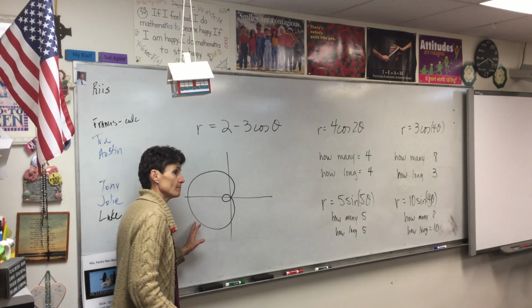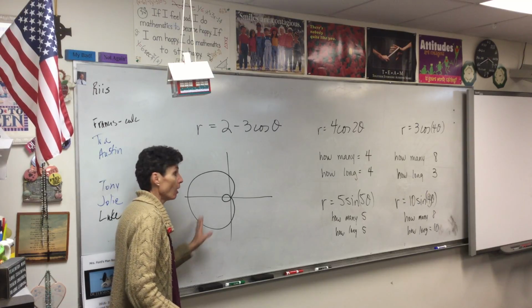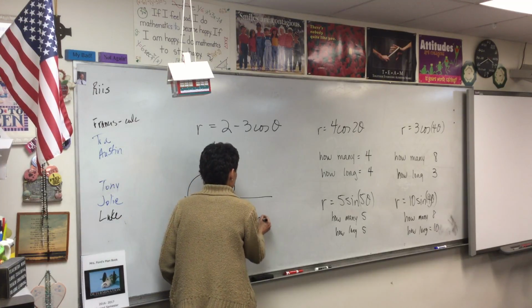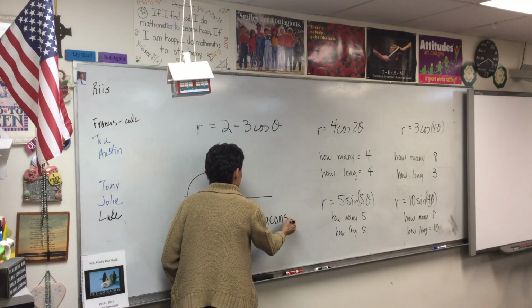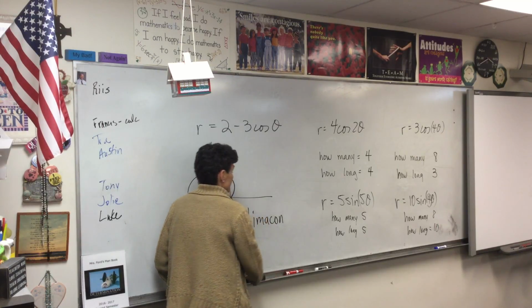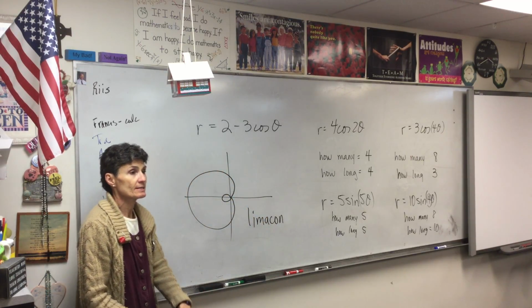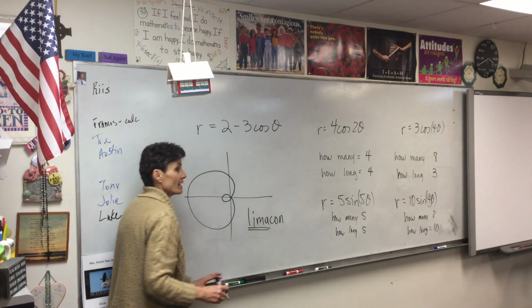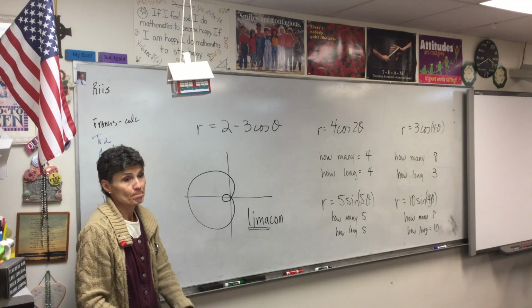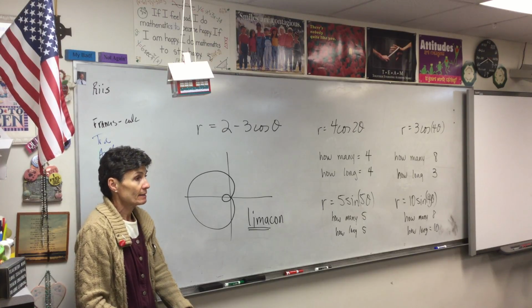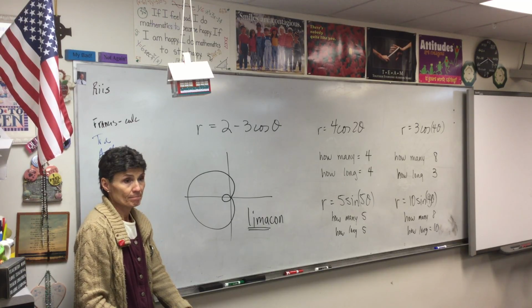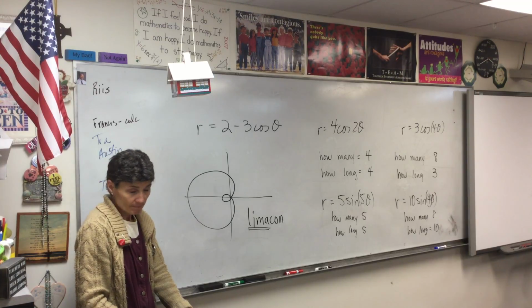This kind of curve here, all those were called roses. These are called limaçons. And you will remember this: you will remember that this is a limaçon because it has the shape of a lima bean. So a limaçon has the shape of a lima bean. Okay?